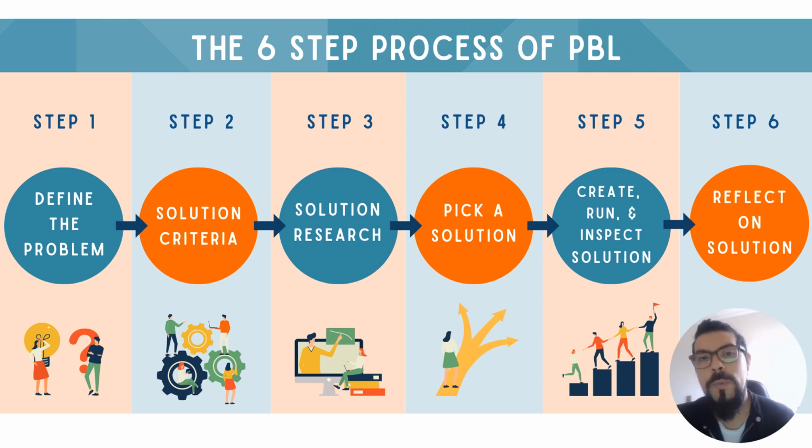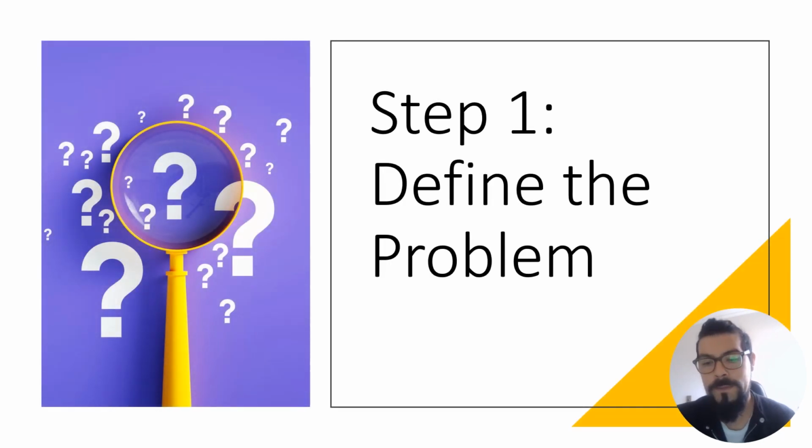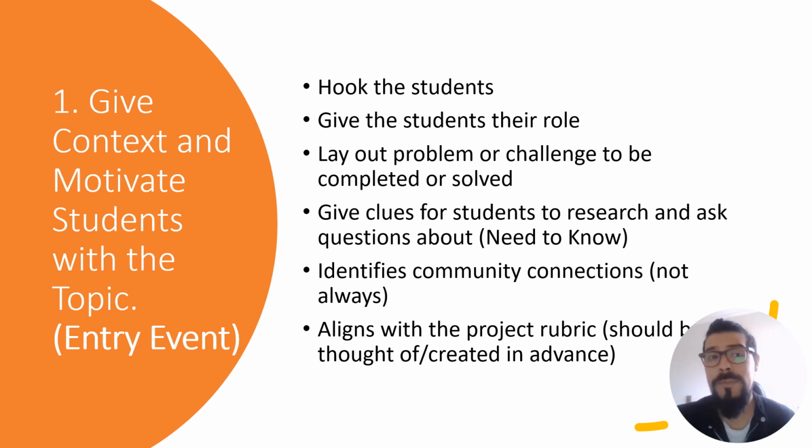Okay, so here we go with step number 1. It's called define the problem. And here we're going to identify 3 sub-steps that are crucial, again, to set the PBL vibe in the classroom. Okay, first sub-step is called give context and motivate students with the topic, which is something that might be our entry event.